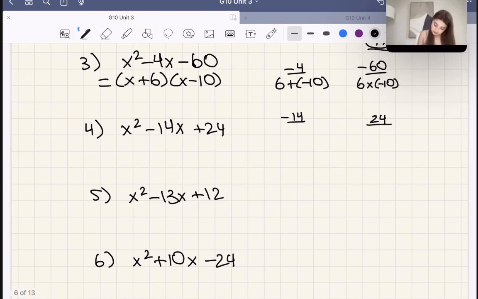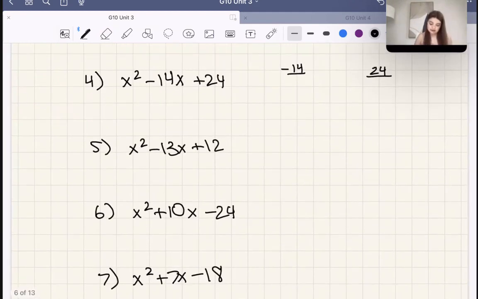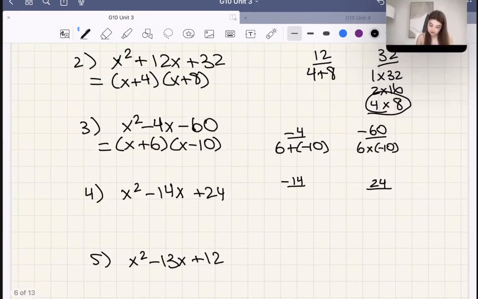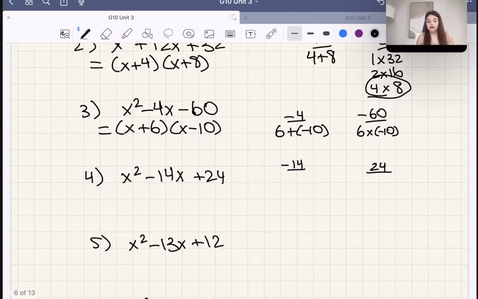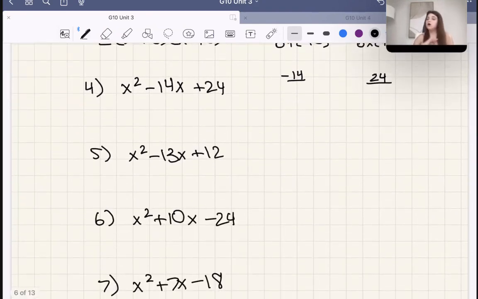Okay. What are two things that add up to negative 14 and multiply to 24? So in this case, it's the opposite in a sense, because you'll notice our b value is negative, so we only want negative numbers here. So I'm going to ignore all positives. I'm only going to put negative numbers here.